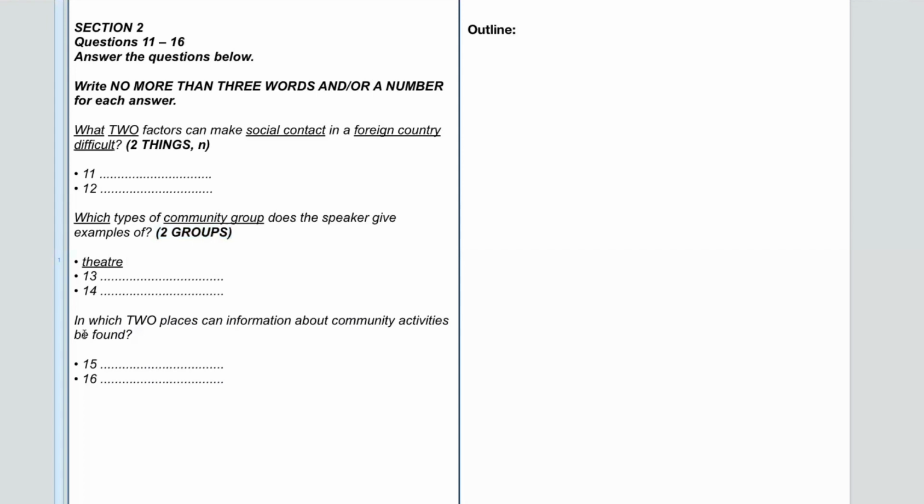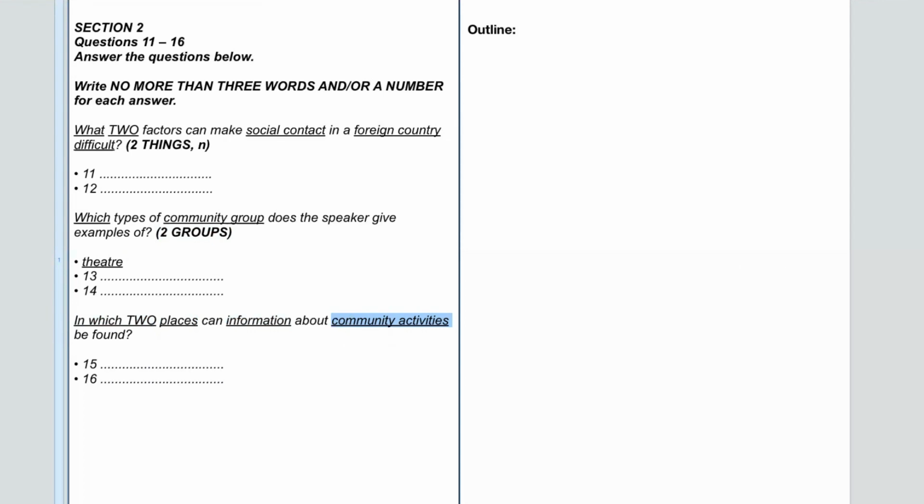Okay, the last one. In which two places? So here are a lot of keywords. We have two places and it's connected with in which. So we know it's going to be a specific place. Can information about community activities be found? So we're looking for types of community activities in which places.